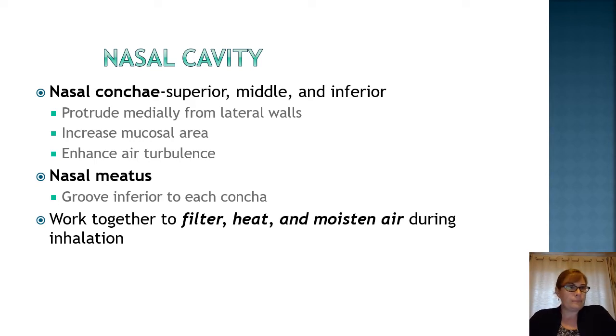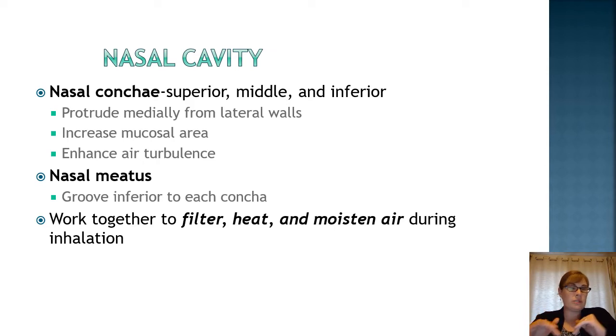and their job is to increase the ability of the air to circulate around, filter, heat, and humidify, so that as it goes down into the lung, gets to the lowest parts of the lung, it's conditioned a little bit already. So the nasal conchae are these little curves made by the ethmoid bone and some structures in the nose.